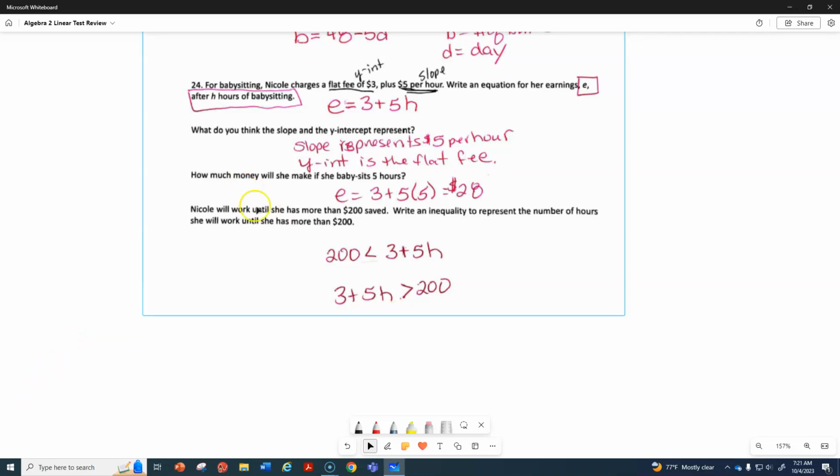It specifically says more than $200, so that's why we don't have a bar underneath it. It doesn't say $200 or more, it just says more than, so we know we're going to have more than $200.